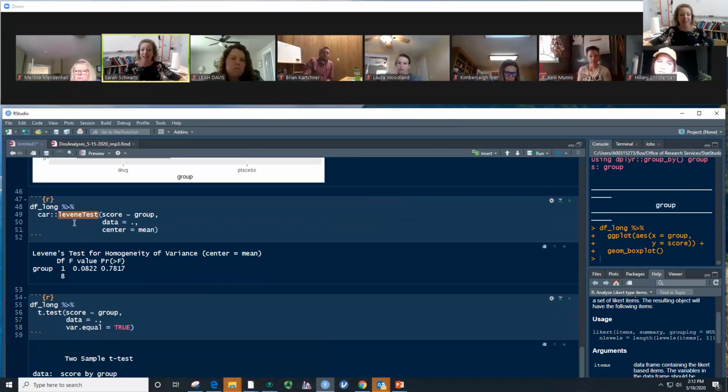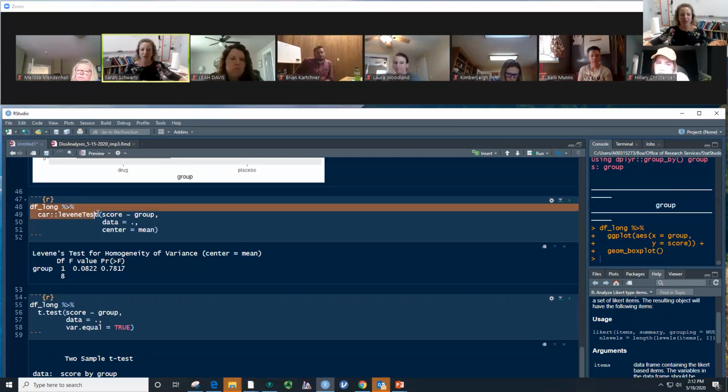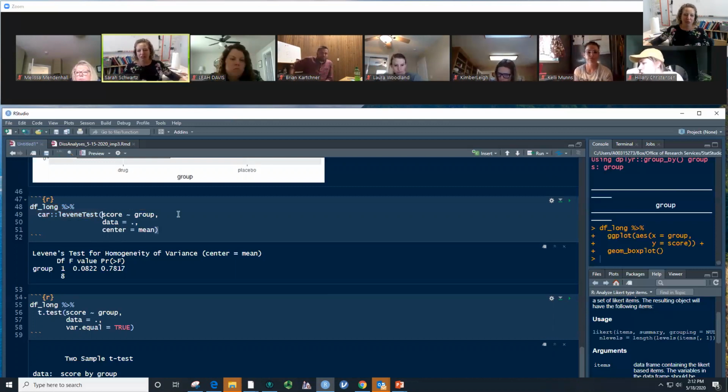So Levine's test is in R, in the CAR package. CAR is for companion for analysis and regression. It's a nice package. And the way you do that is we are going to always start with the name of our data set. We're going to pipe it into the CAR package's function leveneTest. Levine is all in little letters and then a capital T in the test. There's 3 things that you have to put in the parentheses. The first thing is the formula. The formula has this tilde wave in it.